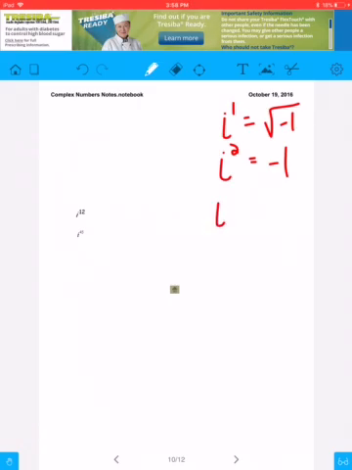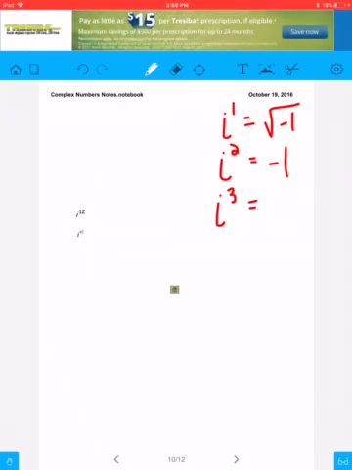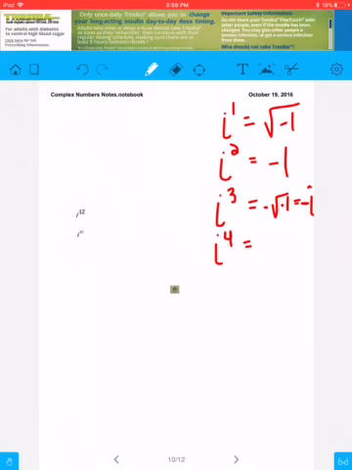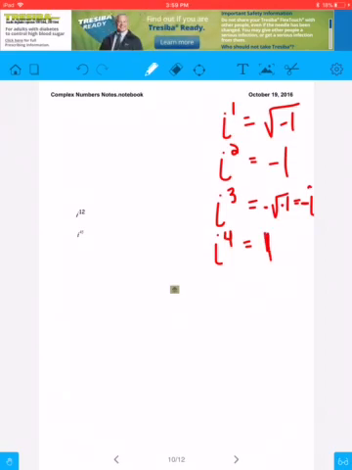Well, if I took i to the third power, that's the square root of negative 1 times negative 1. So that's really the negative square root of negative 1, which is the same thing as negative i. So i cubed is the same thing as negative i. And then i to the fourth power is really i squared times i squared, which is negative 1 times negative 1, which is a positive 1.